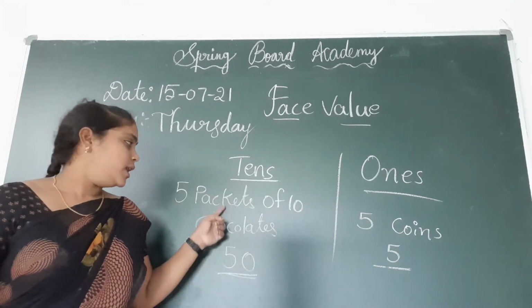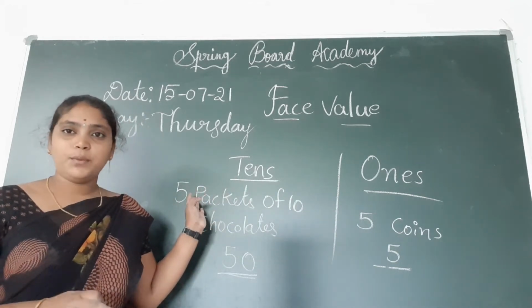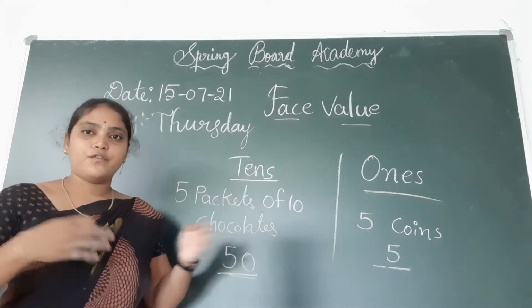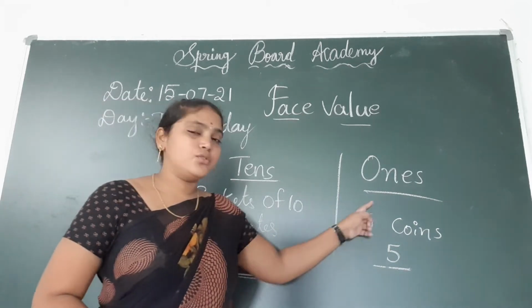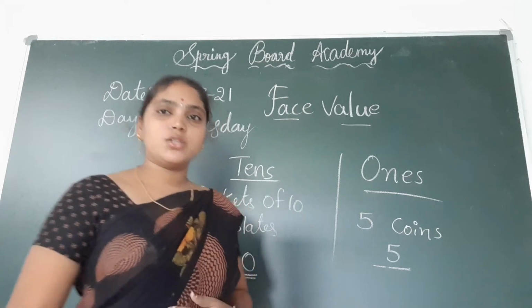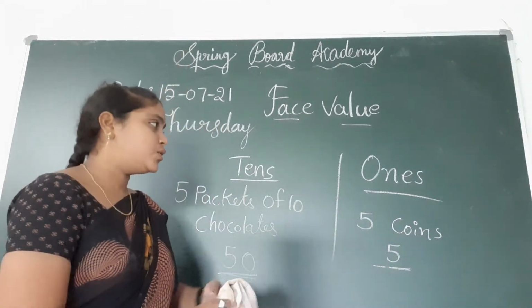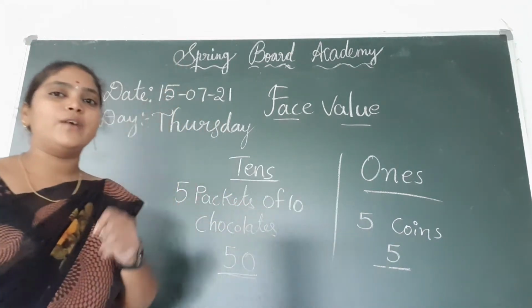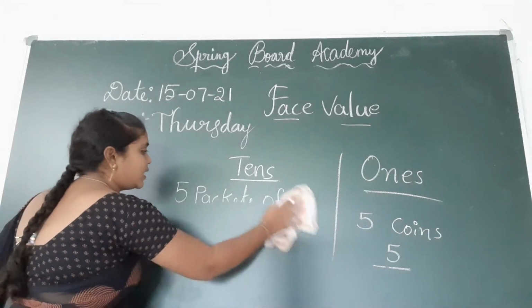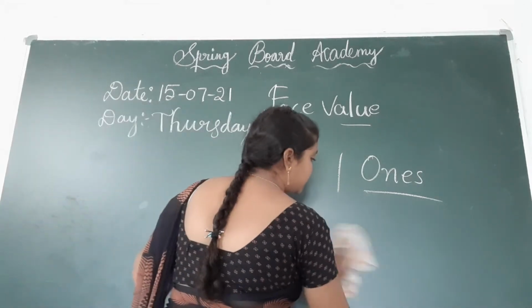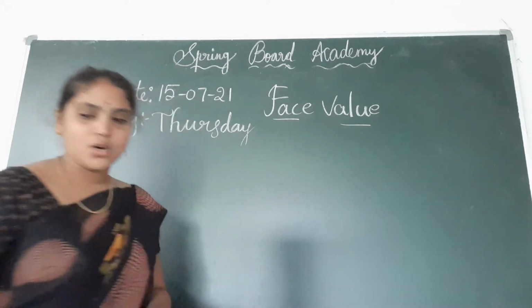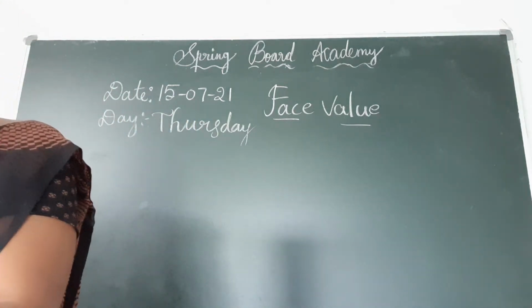So that's why Raji put 5 coins, so 5 times 10 is 50. But Suja also put 5 times, but each time the ones machine gives only 1 chocolate. So that's why Raji got 50 chocolates and Suja got 5 chocolates. Now turn to the next page.